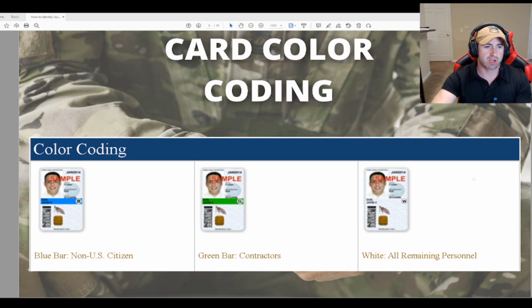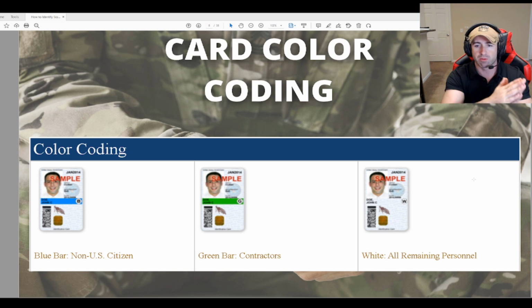These are color codings for the card. These are common access cards. So you have the blue, which is a non-US citizen. You have a green, which is a contractor. And then you have white, which is all remaining personnel through all the branches.